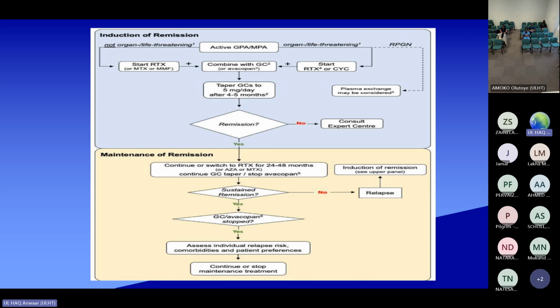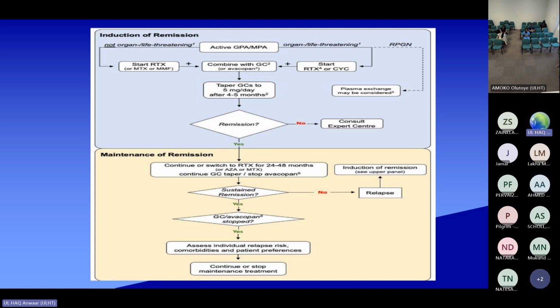If a patient was in sustained remission and is relapsing again, then you have to reassess and restart the induction therapy. That could be in the form of methotrexate, cyclophosphamide, rituximab, or plasma exchange. So this is a very basic concept when you see a patient with GPA or MPA.